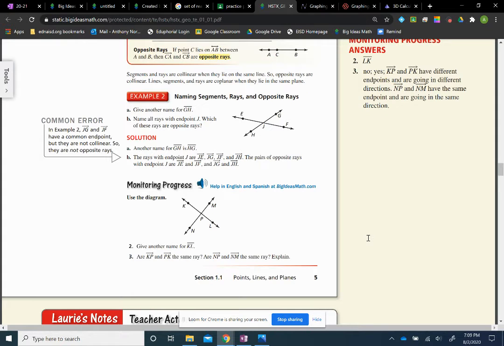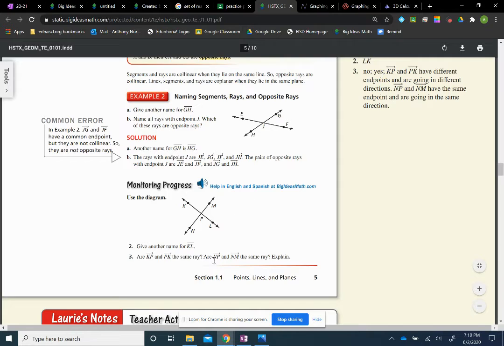So the answer to monitoring progress 2: KL can also be LK. We can go in the other direction, endpoint to endpoint. Are KP and PK the same ray? No. KP, this is the endpoint, and it goes on. It starts at K and goes on forever. PK starts at P and goes through K forever.